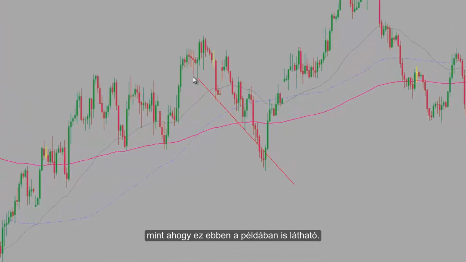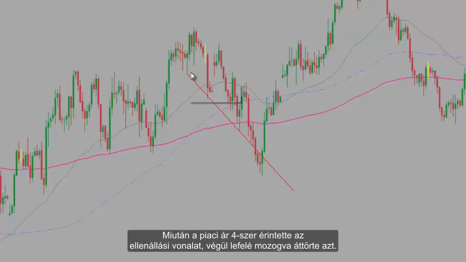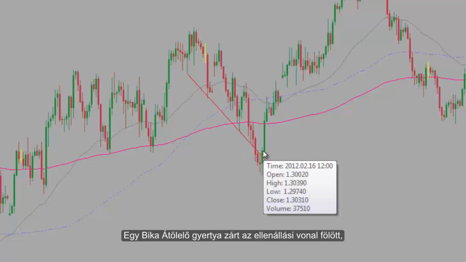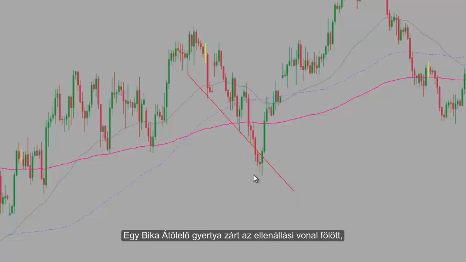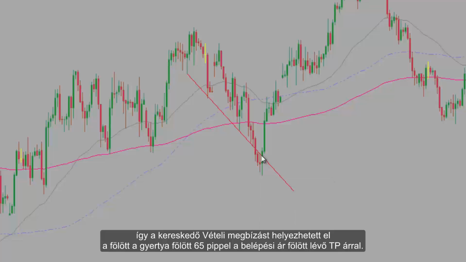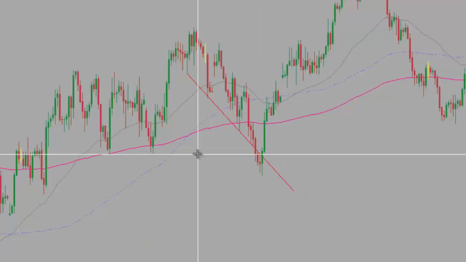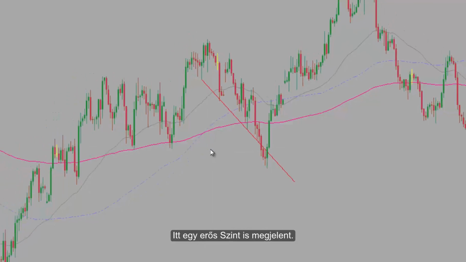There are numerous signals generated by this strategy. Like this example, after 4 hits by the market price, resistance line was finally broken towards the bottom. A bullish engulfing candle has closed over the resistance line. Thus, a trader could place a buy order over this candle with TP price 65 pips higher than the entry price. A powerful level was here too.